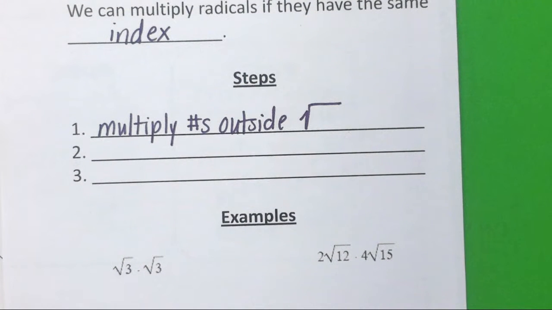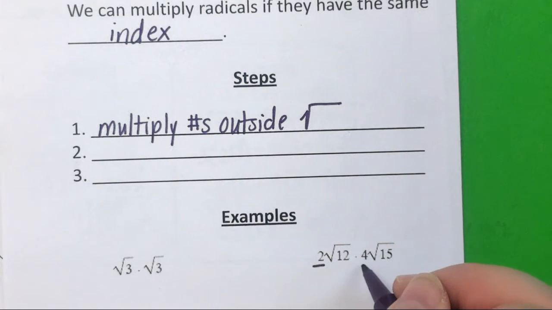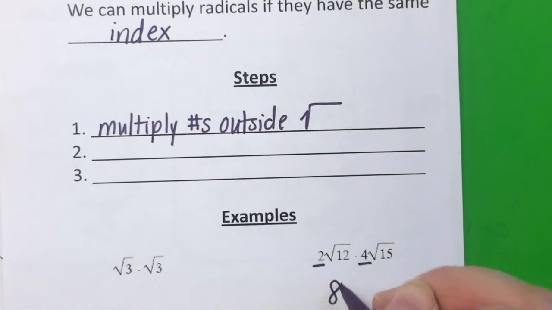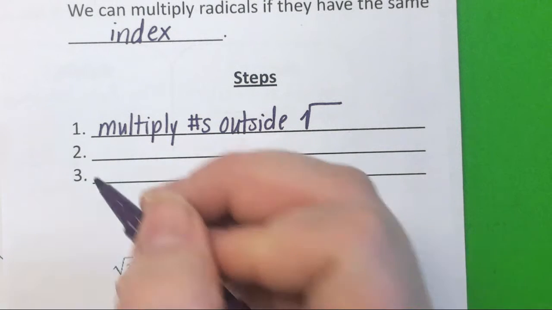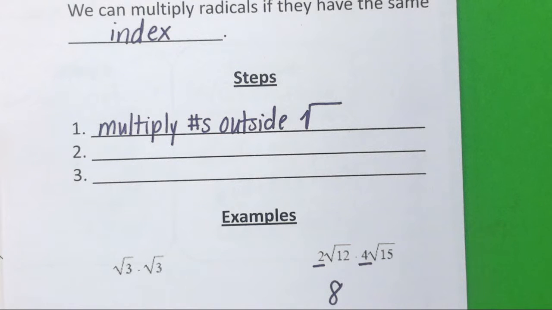So I'm actually going to do that second example. Numbers outside the radical symbol would be the 2 and the 4. So 2 times 4, that's 8. Are there any questions about that step?